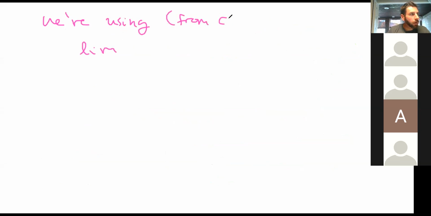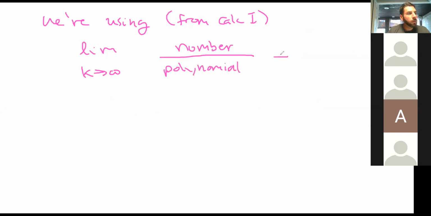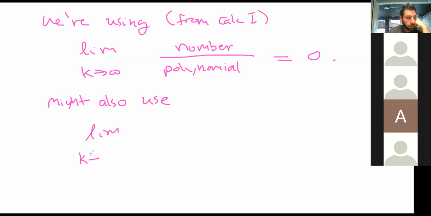So this is from Calc 1. We're using the limit as k goes to infinity of number over polynomial. We're using that this equals 0. And then the general case of this, which we didn't use here, you might also use this, which we used earlier today, actually. You might use this thing.